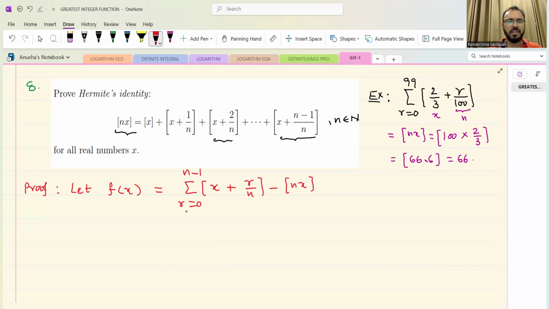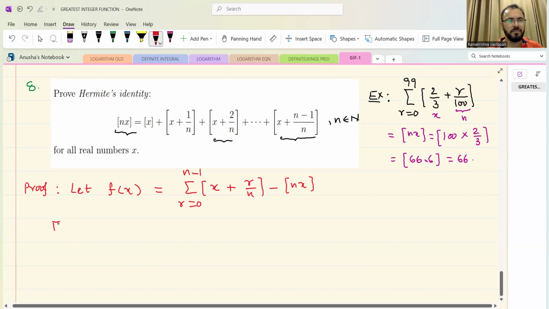So here f of x equals sigma r equal to 0 to n minus 1 of the integral part of x plus r by n. If r is 0, you will get the first term. If r equals 1, you will get the second term. For r equal to 2, you will get the third term and so on. I have just taken the difference of LHS and RHS.